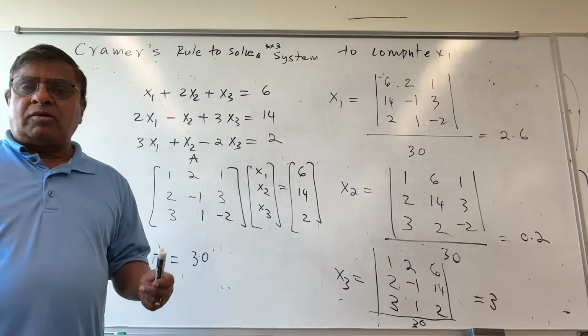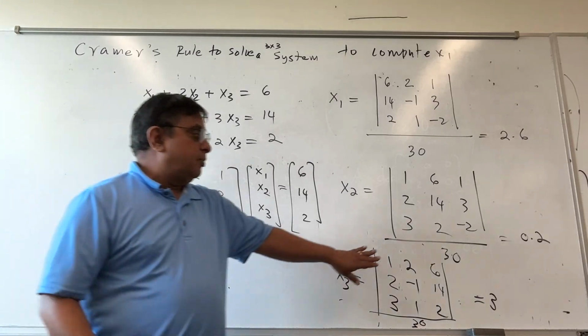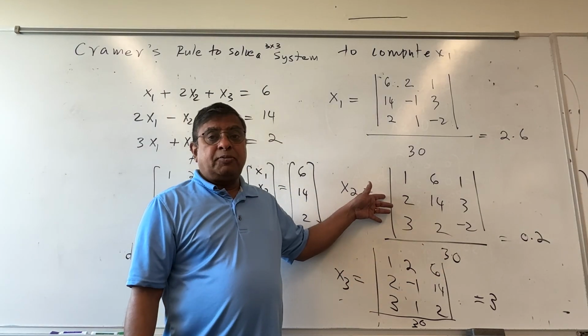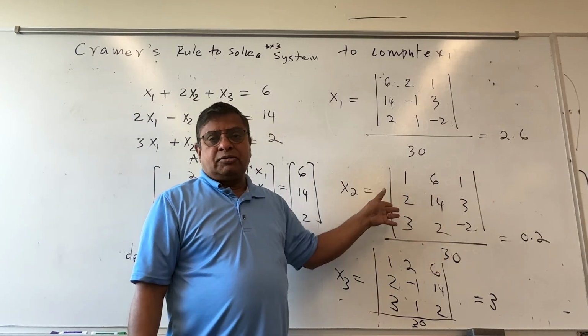If it's a 4 by 4, 5 by 5, 6 by 6, it works exactly the same way. In the bottom, you always have the determinant of the original matrix. In the top, depending on which variable you're trying to find, you replace that column by the output values in the matrix A.